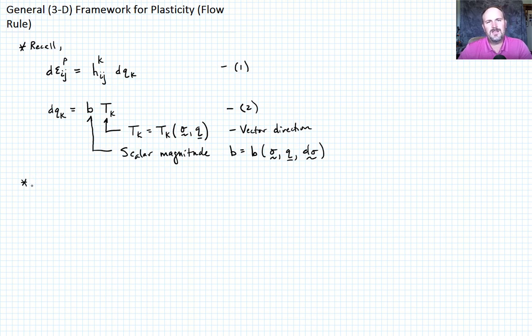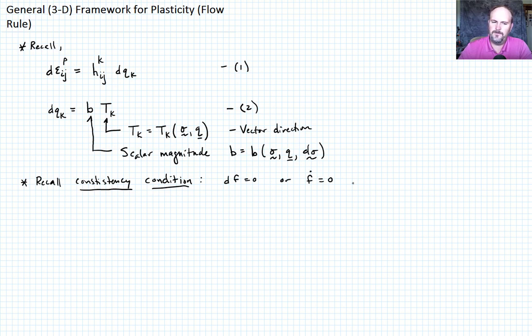Now I'm going to ask you to recall the consistency condition again. All that said was that f is not changing, so it stays equal to 0 when yielding is happening. We could say that df equals 0, or equivalently in rate form that f dot equals 0 during yielding. And our goal here is to come up with some sort of a flow rule.